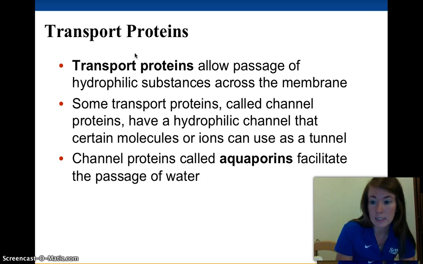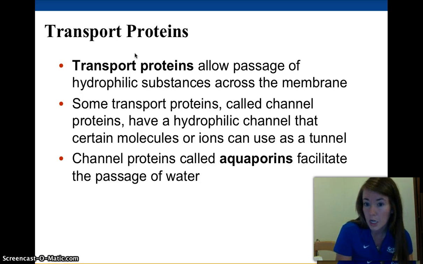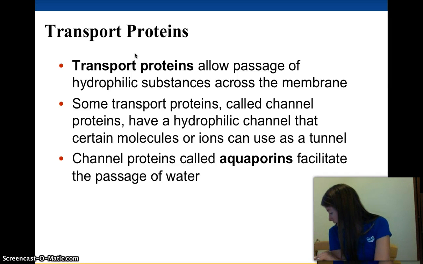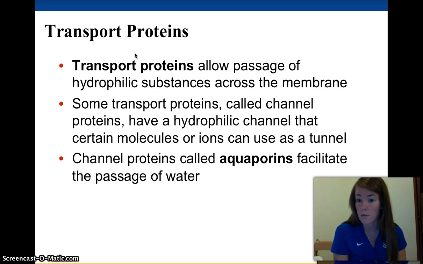Channel proteins that facilitate the passage of water we call aquaporins. It's easy to remember this because aqua means water and porins are like little pores in the cell membrane that allow water through. Those are really important. Water can pass through an aquaporin, let me give you this, at a rate of 3 billion water molecules a second in a single file line. 3 billion water molecules a second.